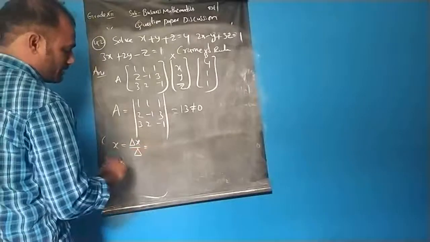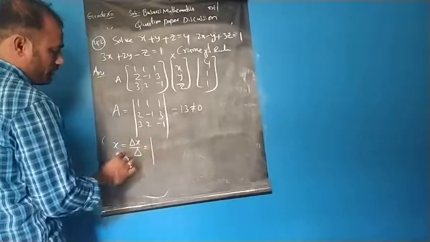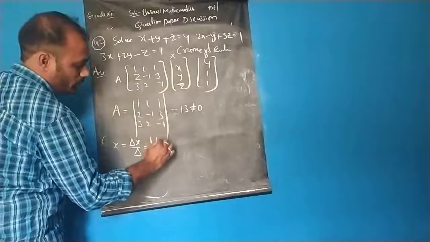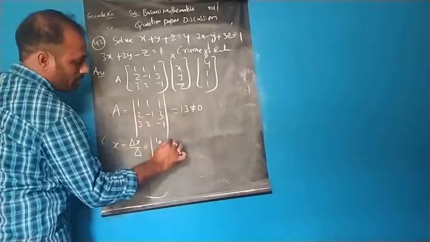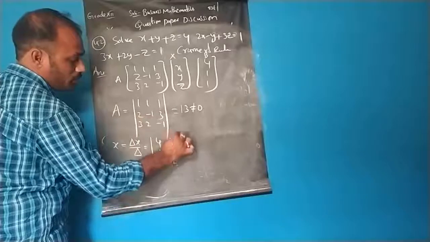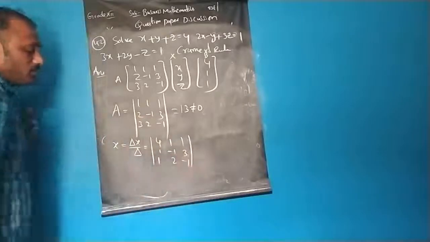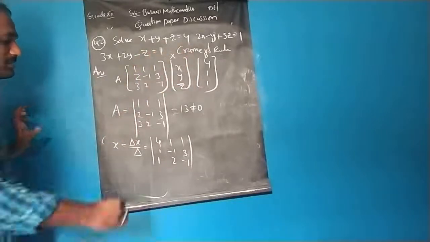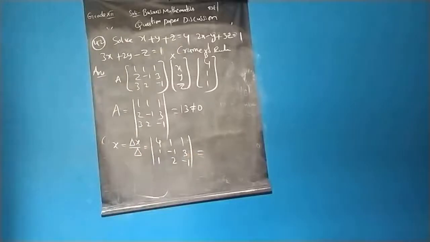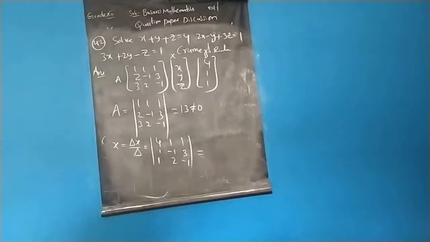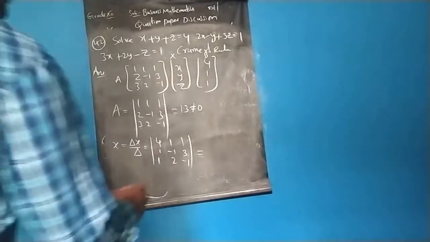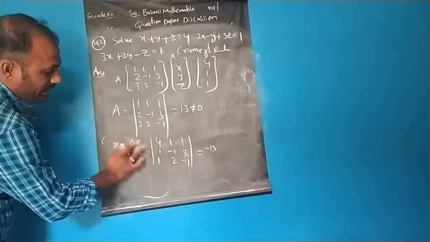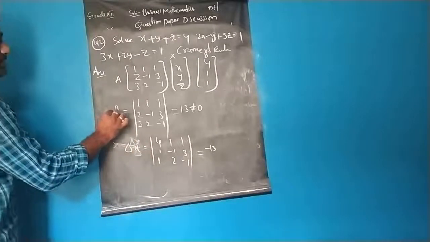How are we going to get the x value? First, let us find delta x. The first column we will replace by the constant matrix, that is 4, 1, 1. The remaining two columns stay as such: 1, minus 1, 2, 1, 3, minus 1. So only the first column is replaced by the constant matrix. If you find the determinant of this, we will get the answer as minus 13. So this is delta x value.